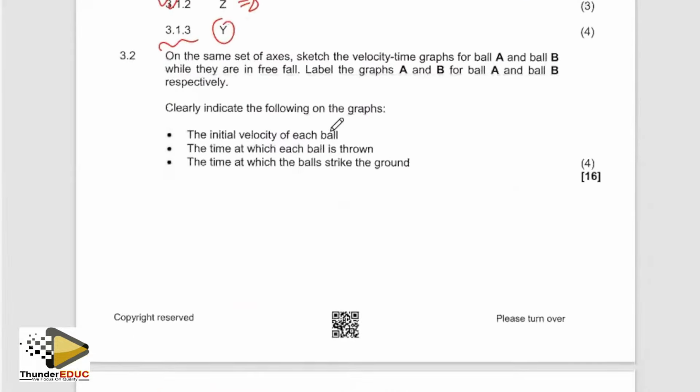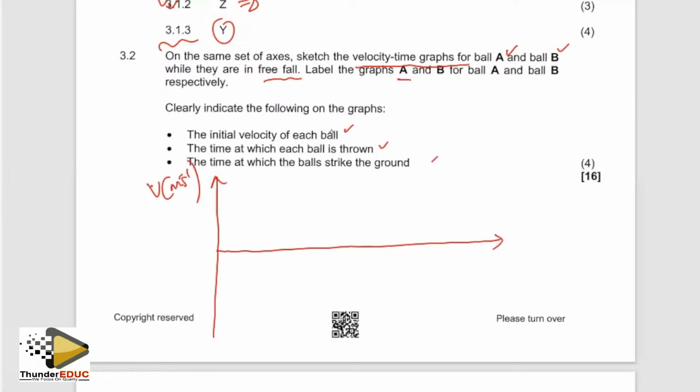Then in 3.2, they want us, on the same set of axes, to sketch the velocity-time graphs for A and B while they are in free fall. We need to label graphs A and B for both balls. Clearly indicate the following on the graphs: the initial velocity for each ball, the time at which each ball is thrown, and the time at which they strike the ground. So we know that velocity-time graphs are usually straight lines. So this side we shall say velocity in meters per second. This is the time in seconds.